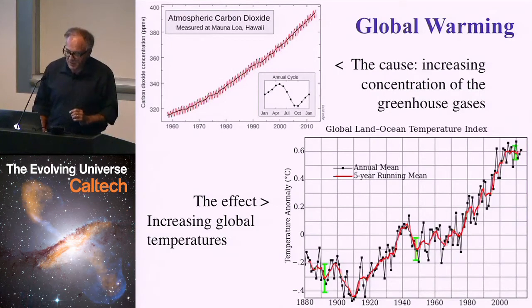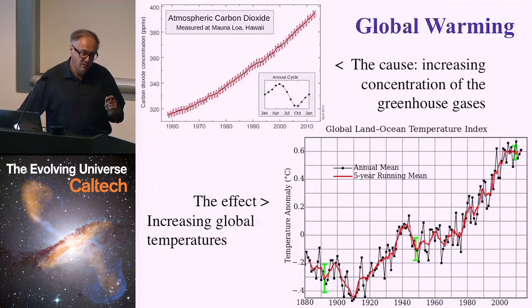And here are some measurements. The one on the top left is the measurement of the concentration of carbon dioxide from the top of Mauna Loa, in the middle of the Pacific Ocean, spanning about 50-odd years. And the zigzag line is due to the annual variation. The concentration goes up and down depending on seasons, but it goes up and up and up. And the net result of that is that the average temperature of the planet Earth has been going up. And these are actual measurements.